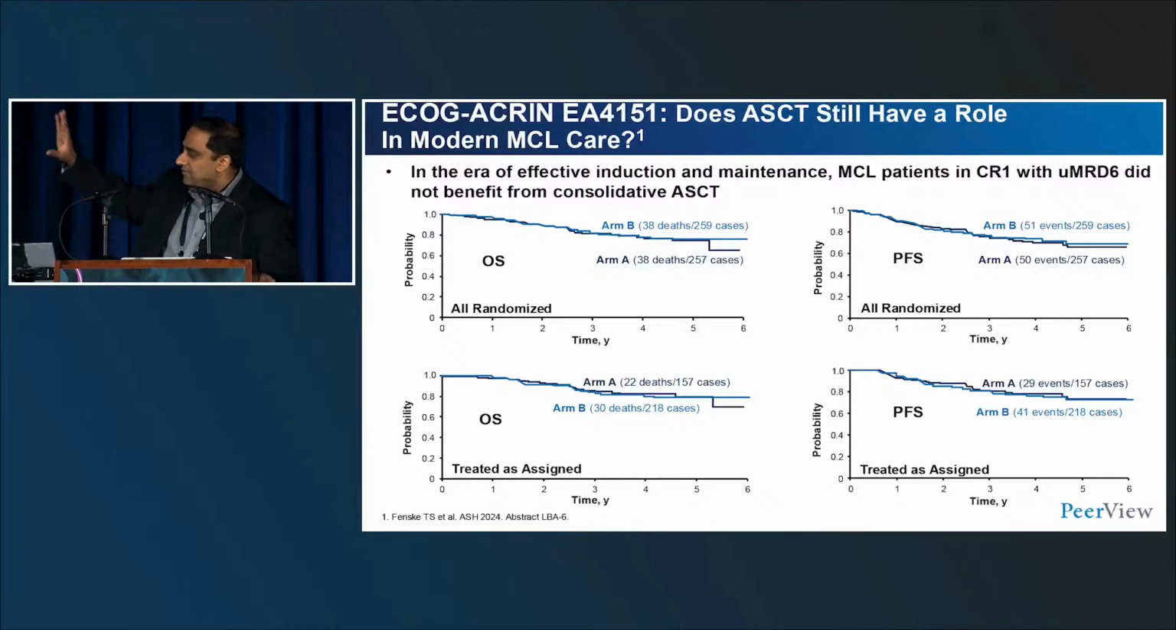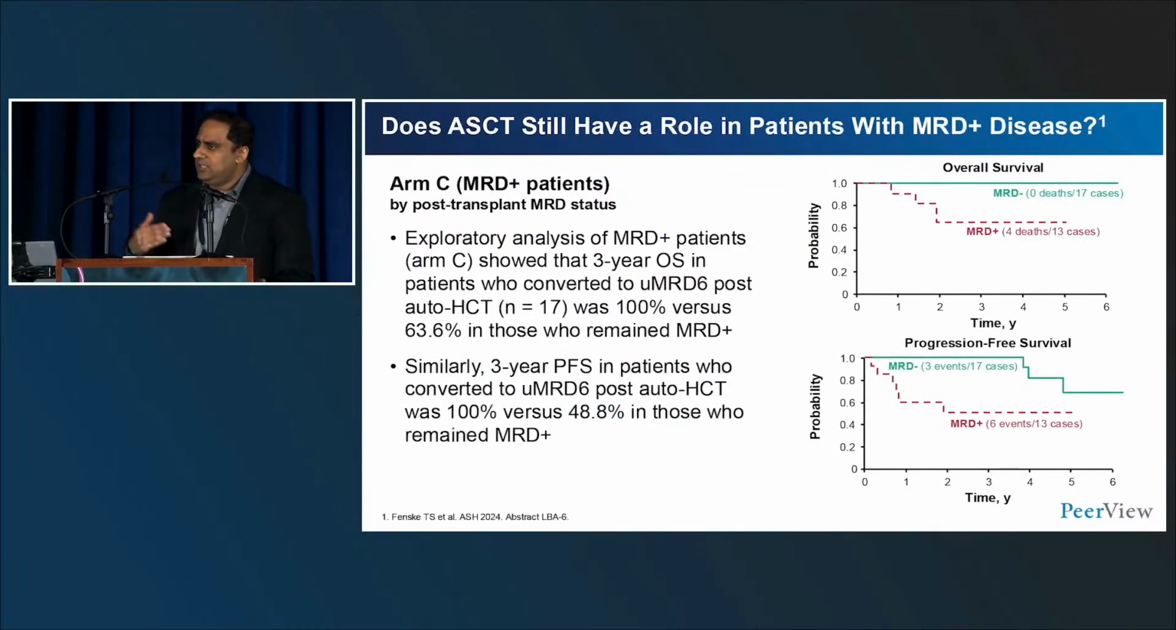And this was true even if patients, the first is looking at all randomized, the other one is looking at treated as assigned, because some patients opted to do an auto transplant even if they were recommended not to do it, or chose to opt out of an autologous transplant and did maintenance. So regardless of which patient population you look at, no difference in overall survival or progression-free survival, and that's why the study was ultimately stopped when they hit that endpoint and saw there's no likelihood of an overall survival benefit developing with further follow-up.